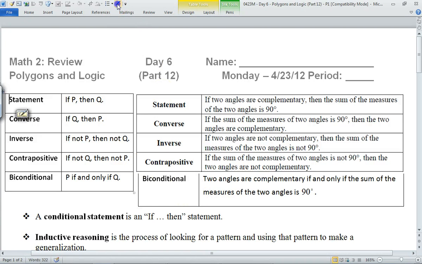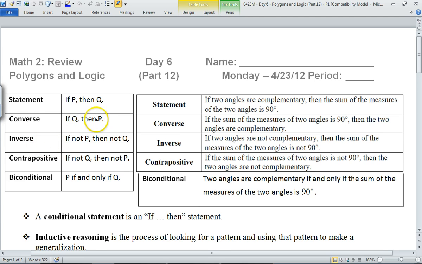Please, you guys, make sure you go back and study these notes. You have to go back and remember about the converse, inverse, contrapositive, and biconditional. The most important thing is for you guys to keep straight the difference between the converse and the inverse.